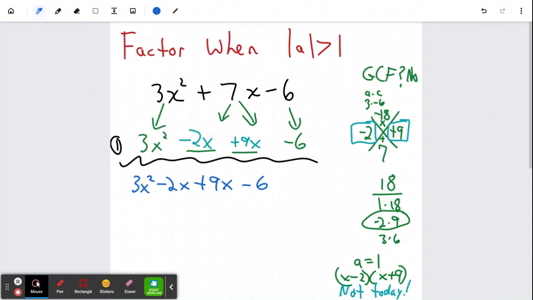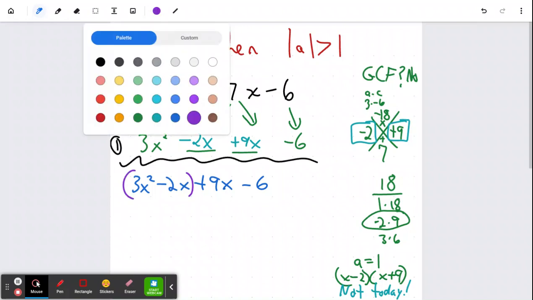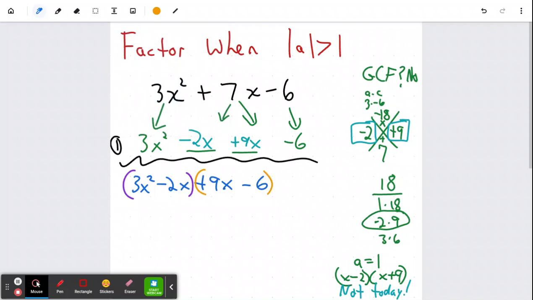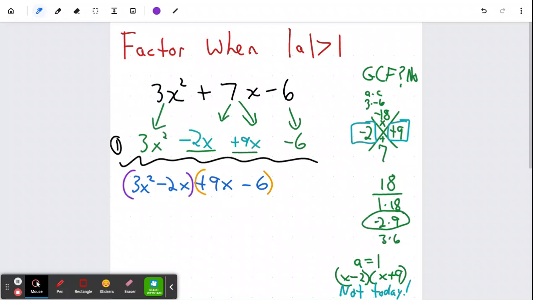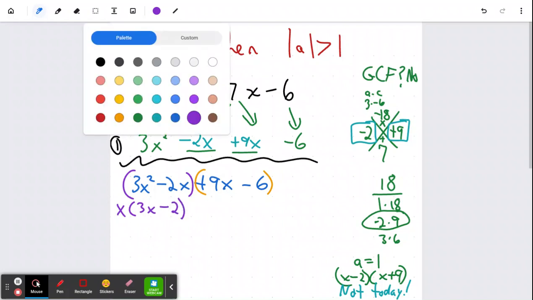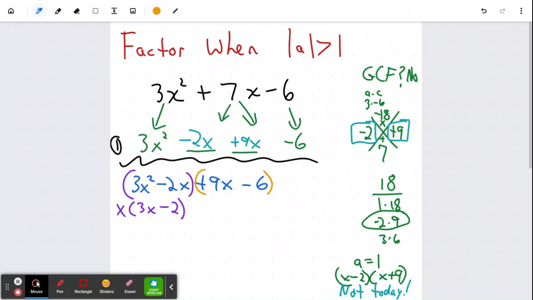We're going to take the first two terms and say, what is our GCF? We're going to find a GCF in the first two terms and a GCF of the second two terms. So GCF of 3x squared and 2x. We can't take anything out of 2 and 3, but we can take an x out, and we're left with 3x minus 2. Now, what are we going to take out of the 9x and the 6? We can take out a 3. So we'll divide a 3 out of both, and we'll get 3x minus 2.